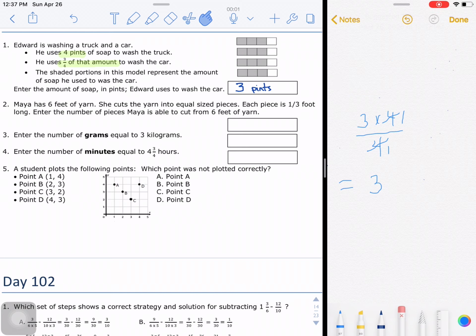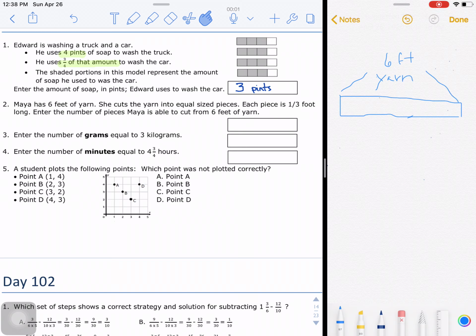Maya has 6 feet of yarn. She cuts the yarn into equal-sized pieces. Each piece is 1/3 foot long. Enter the number of pieces Maya is able to cut from 6 feet of yarn. So for this problem, I'm going to represent the yarn with a tape diagram. And this represents 6 feet of yarn. Okay, and I'm going to further break the tape diagram down into 6 pieces, and each piece would represent 1 foot.